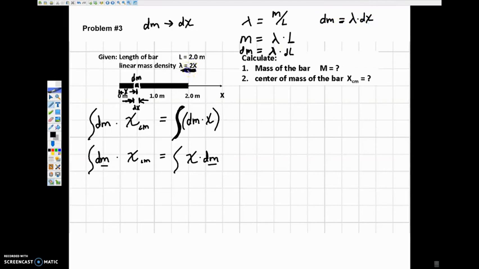And in this problem, lambda is equal to 2x, so dm is equal to 2x dx. So that's a way to transform this mass right here into this dx. So notice this left-hand side right there, the sum of all the dm's, that's the total mass right there. So what we get in front of this x center of mass is going to answer this first question right there.